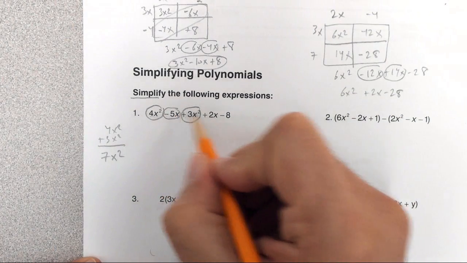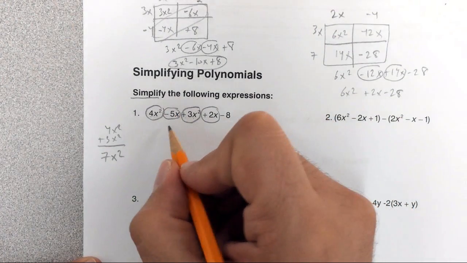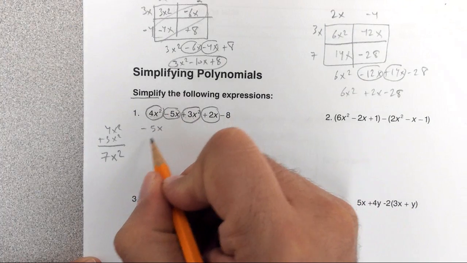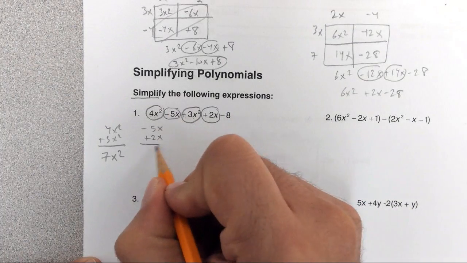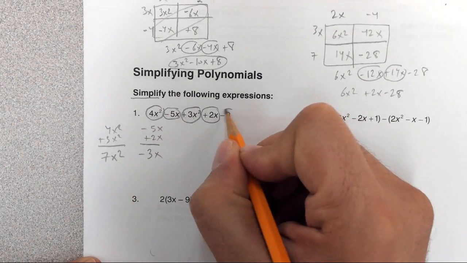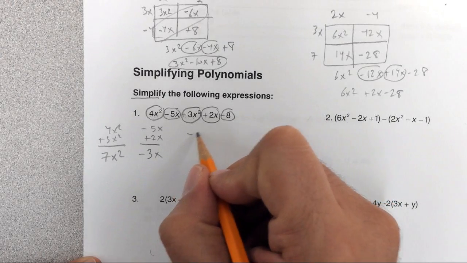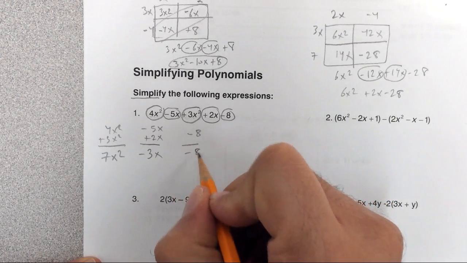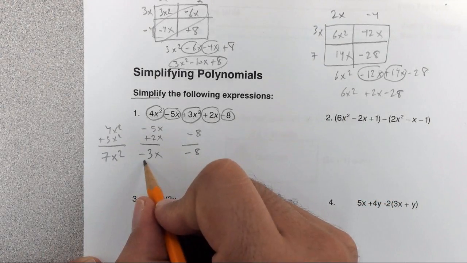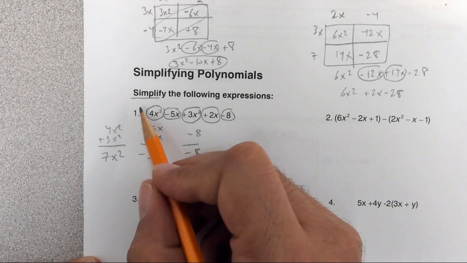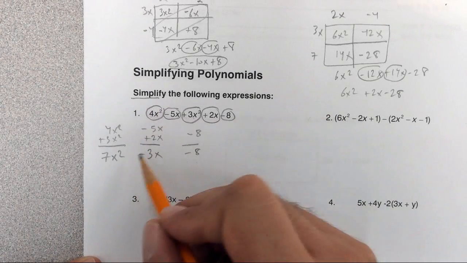Now I also notice that these go together. So I'm going to write them down on top of each other again. Negative 5x plus 2x gives me negative 3x. And finally I have negative 8 all by itself, so this just remains all by itself. Final answer, 7x squared minus 3x minus 8. You see how it looks simpler than all of that?